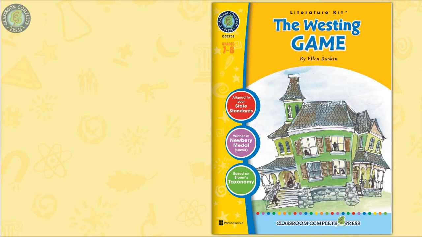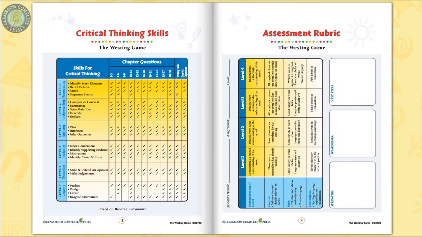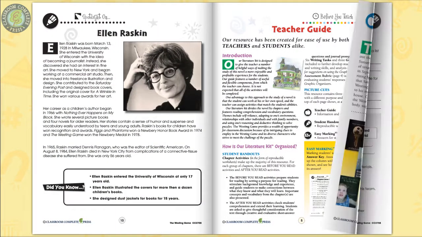This literature kit on The Westing Game by Ellen Raskin offers activities meant to excite students throughout the reading. 55 pages chock full of before-you-read worksheets for each chapter section, along with vocabulary prompts to prepare your students for the reading, with rubrics, teacher guide, and author biography.